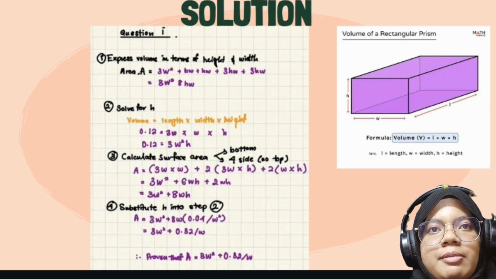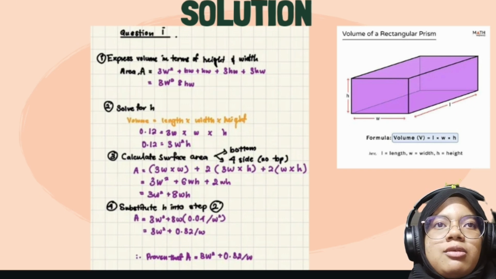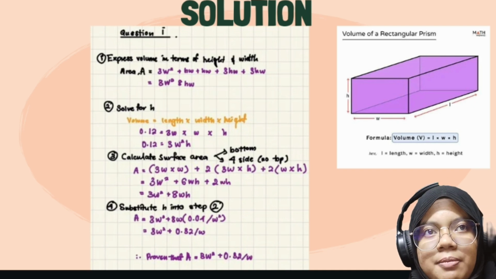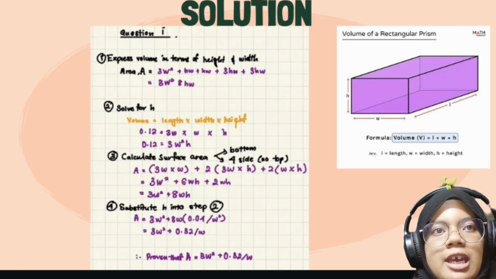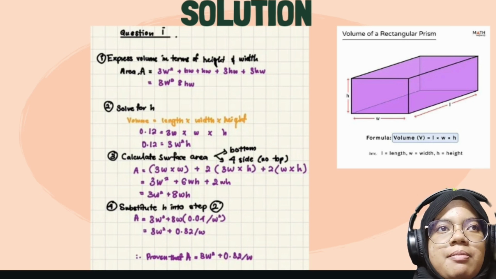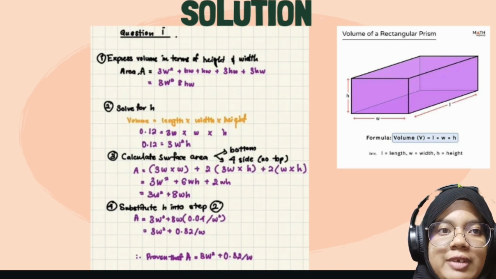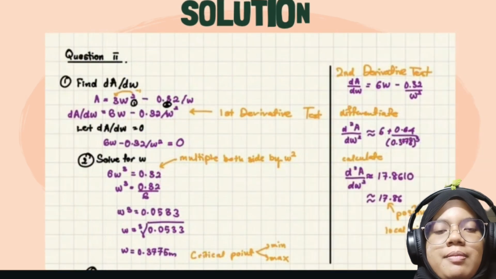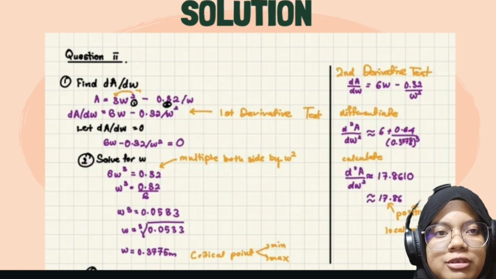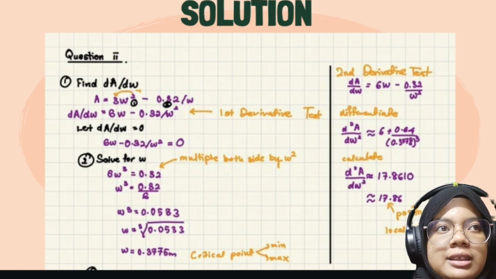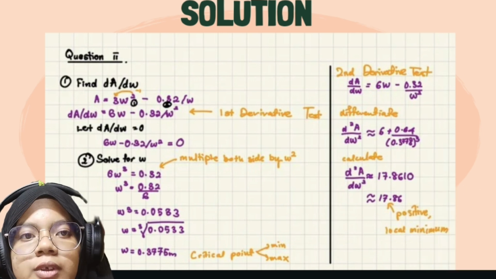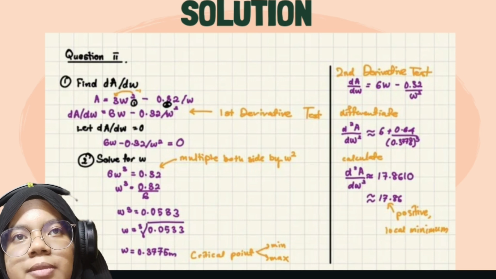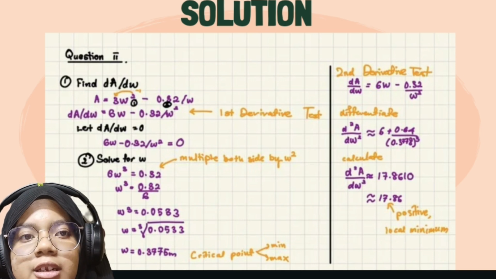A = 3W² + 0.24 divided by W + 0.08 divided by W, which further reduces to A = 3W² + 0.32 divided by W. Thus, we have proved that the surface area can indeed be expressed in this form. So for question 2, determine the optimal dimensions to minimize the material used.